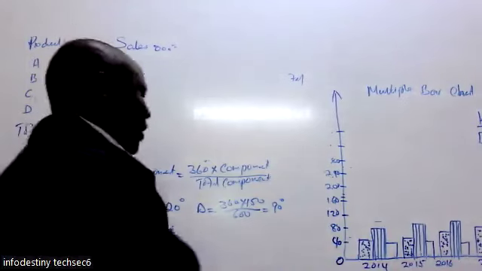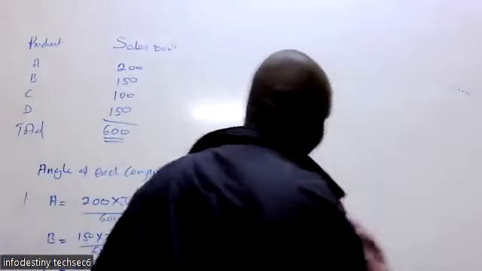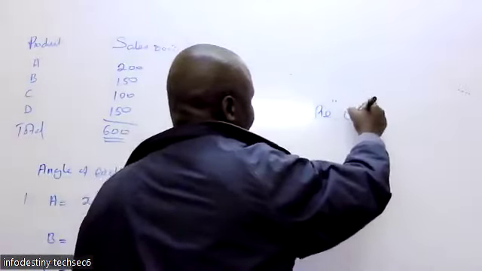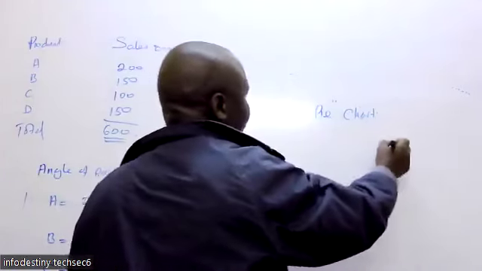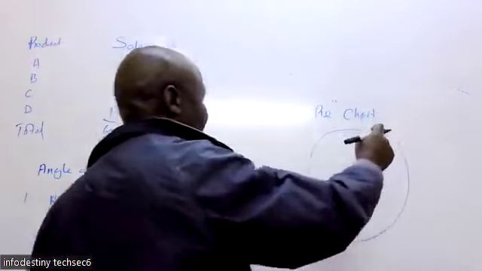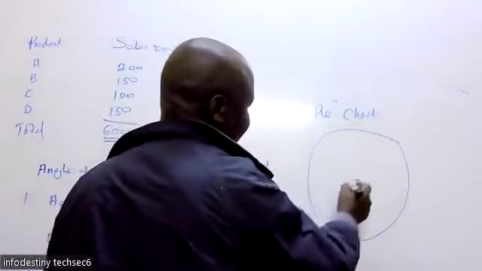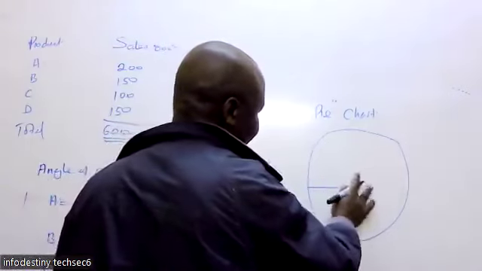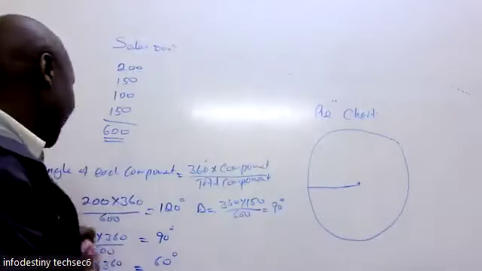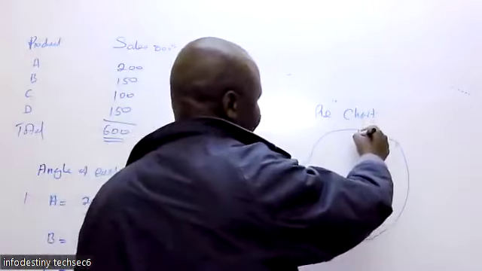So let's prepare the pie chart. The title of the chart is going to be pie chart. Then it's going to be divided with radial lines. Let's have the center to be there. So we can have a radial line like that. The first one, for A, is going to be 120 degrees. So we get 120 degrees, maybe there.